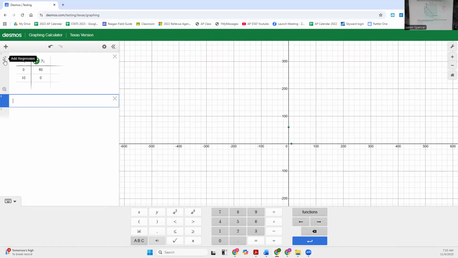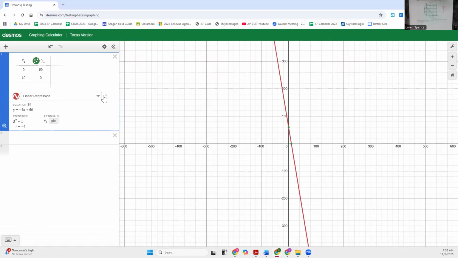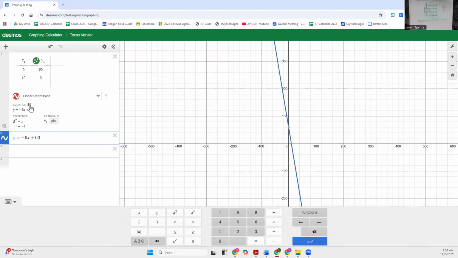I'm going to press the domino. The first one that pops up is linear. There's several there, quadratic and exponential. We use the quadratic and exponential, but right now they told us it was linear, so this is what we want. So there's my equation. Y equals negative 6x plus 60. And I'm going to write that down on my paper. Y equals negative 6x plus 60. And now we're going to look back at my paper and figure out what we can do.